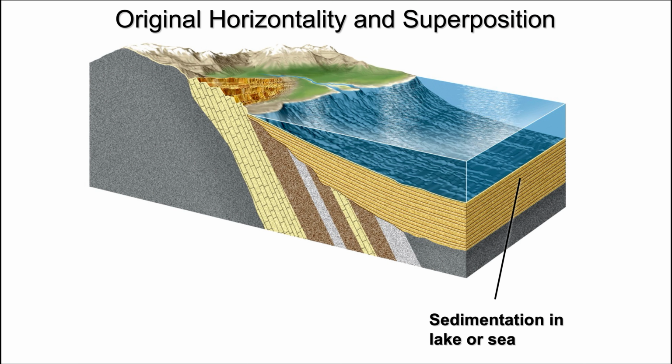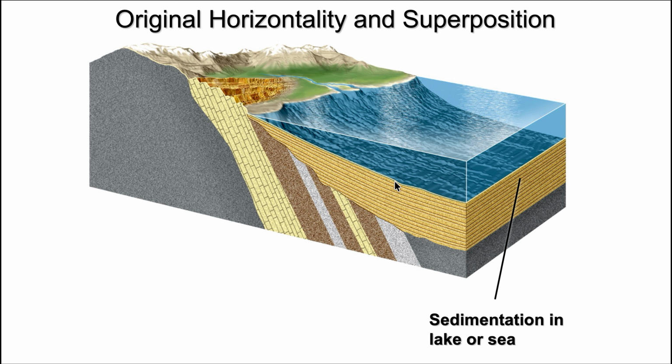We can see Steno's idea of original horizontality and superposition illustrated in this diagram. We have a mountainous region that is undergoing weathering, producing clastic sediment that's flowing down the river. When it reaches the quiet water of an ocean basin or a lake, it's going to settle out. As it settles out, it's going to assume a nearly horizontal orientation.